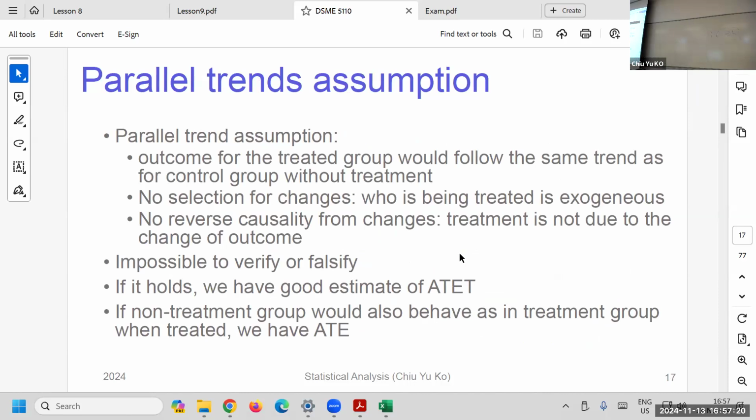Suppose guy number A takes the drug, guy number B, me, doesn't take the drug. We compare before and after. We have to believe that guy number A and me are the same if you don't take the drug. This is something I cannot tell, but we believe that this is the case. If that's the case, then we're done.